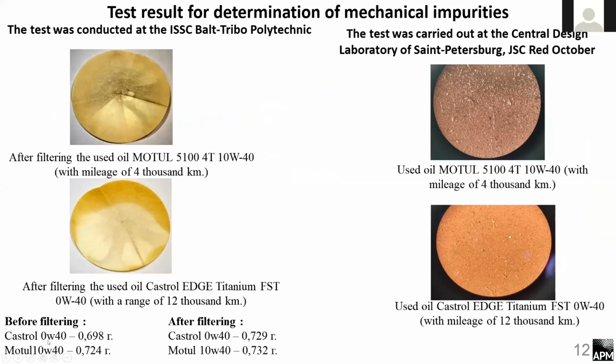So we can see that Castrol, before filtering, is 0.698, and then when we filter it, because of the impurities that settle on the filter paper, it increases to 0.729. And for Motul, we can see that it's 0.724, but after filtering, it goes to 0.732.